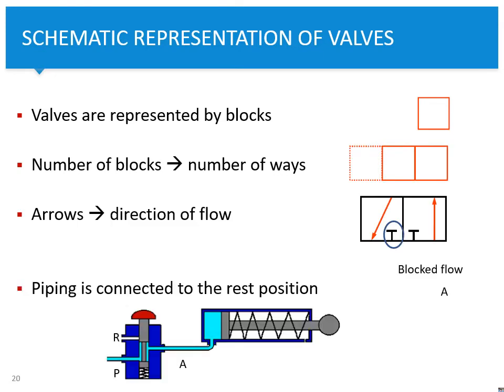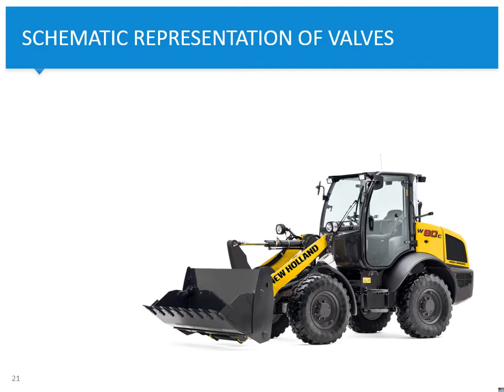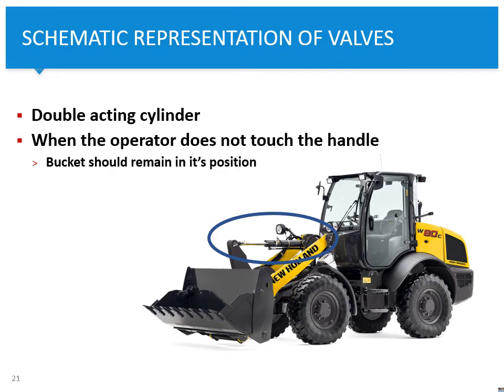This slide shouldn't be here. Okay, well, let's do some small exercise together. I've got a wheel loader over here, and I'm actually very interested in this cylinder. I want to draw the hydraulic flow diagram of this cylinder. And well, from what I know, it's a double-acting cylinder, since the bucket of this wheel loader has to deliver a power stroke when going up and when going down. So it's a double-acting cylinder. And when the operator does not touch the handle, the bucket should remain in its position.